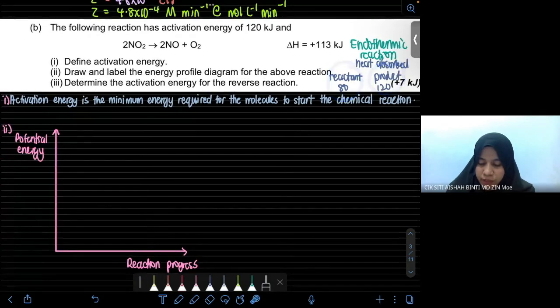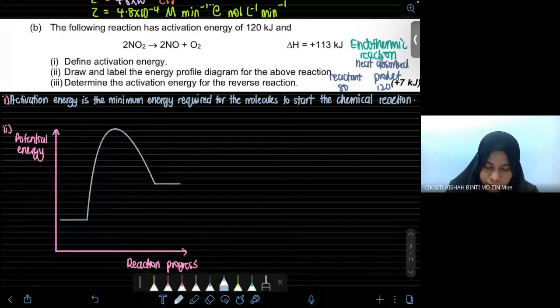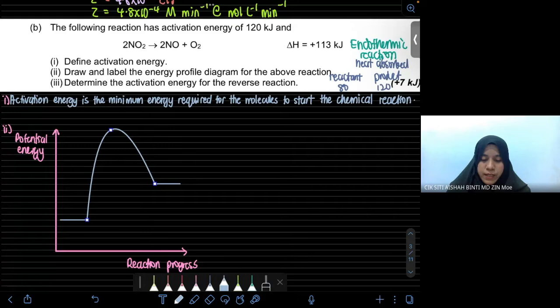Okay, so what should we do? From here, we will see that our reactant is lower in potential energy. There's no need to state the value. But we know that the potential energy of the product is higher. So we draw this. Next, we are going to draw our hill.